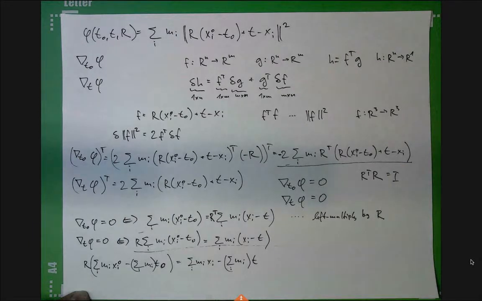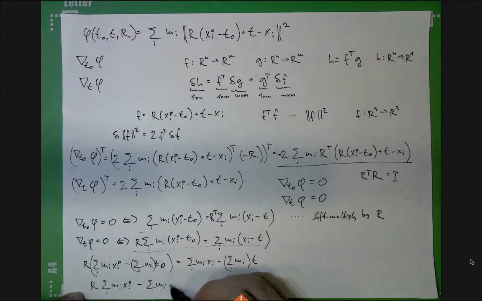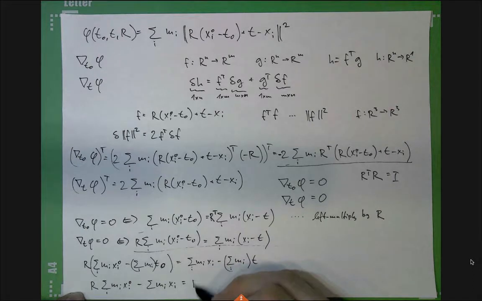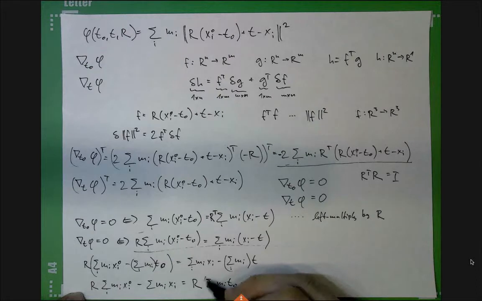So let me rearrange this a little bit. I can put the t terms on the right hand side of the equation and the x terms on the left hand side. So let's try that. I will do sum m_i x_i0 minus sum of m_i x_i, that will be equal to R times sum of m_i t0 minus the sum of m_i times t.